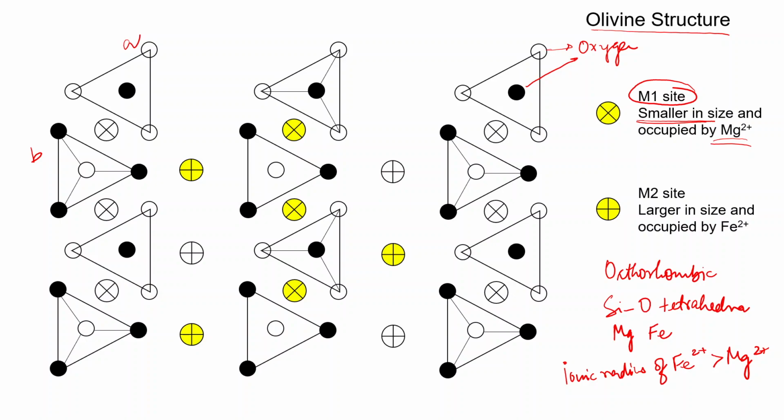So here, if we look at the first column, where the tetrahedra are arranged in such a way that their bases are parallel to each other, we see the M1 site. And the M1 site is the smaller site which is occupied by Mg2+.